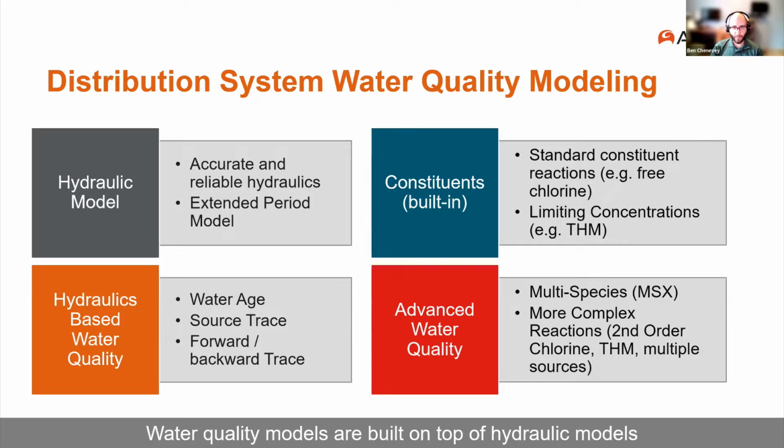But once we get to actual water quality modeling, there are different types of water quality modeling. First, we start with hydraulics-based water quality on the bottom left there, and that's really water age and source traces. So typically high-level indicators of conditions in the system. That's different from the two boxes on the right, which are more constituents, where we're looking at actual concentrations out in the system. That might be looking at free chlorine concentrations, THMs, or other disinfection byproducts. And we have two different categories there. There are the constituents that are built in, both built into InfoWater and the EPANET algorithm, so simplified methods of looking at things like free chlorine and THM.